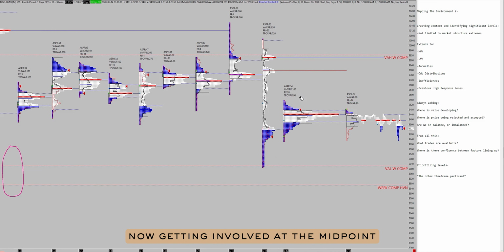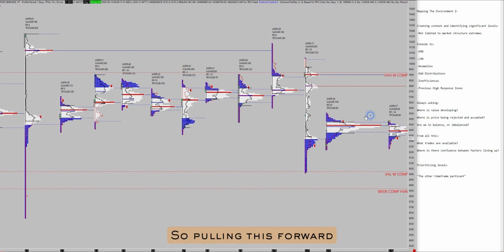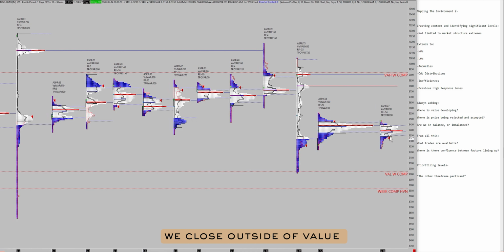Now, getting involved at the midpoint is maybe not the best idea, but we have a break from balance, so we can either look for a short opportunity, knowing that we're likely going to clean up this low, or look for a long opportunity where we break below this low and then reclaim it. So we're going to open up another day to get an idea of how we would prioritize moving forward. Pulling this forward, we close outside of value, right?